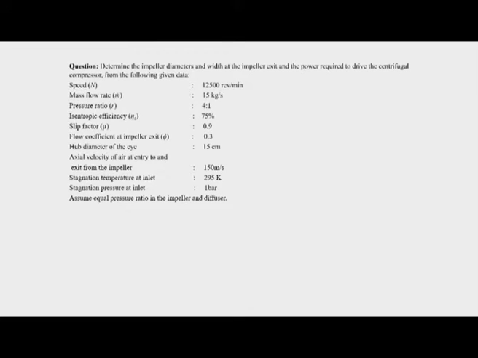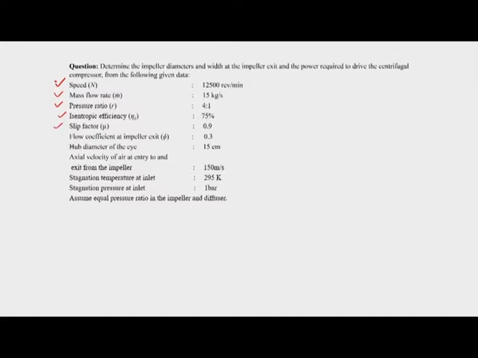The first example is related to the centrifugal compressor. It says: determine the impeller diameter and width at the impeller exit, and the power required to drive the centrifugal compressor, for the given data. As per that data, N, which is speed, is 12,500 revolutions per minute. Mass flow rate is 15 kg per second. Pressure ratio is 4:1, and isentropic efficiency is 75%.